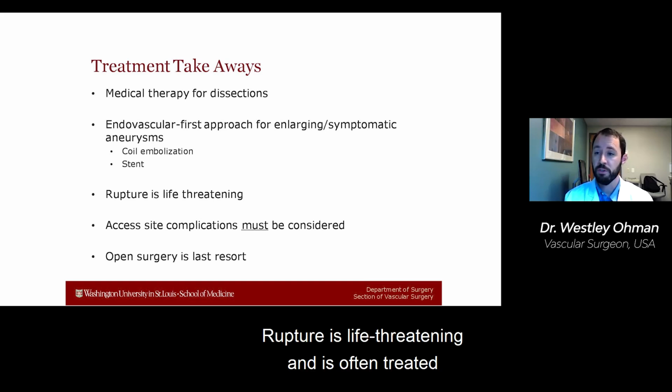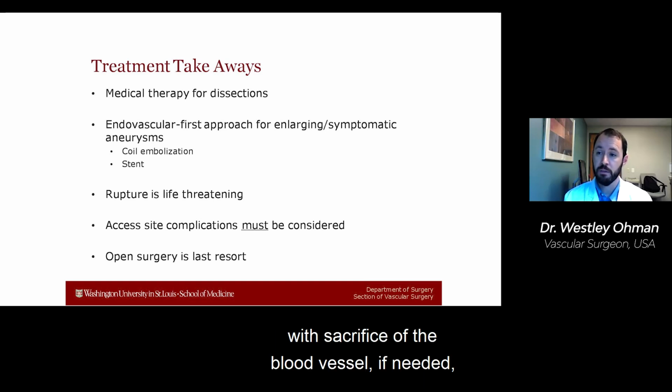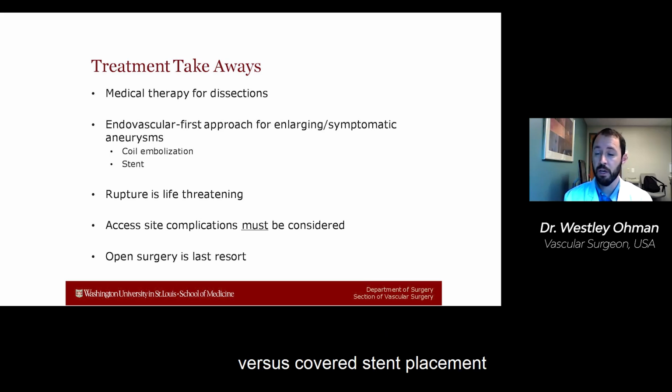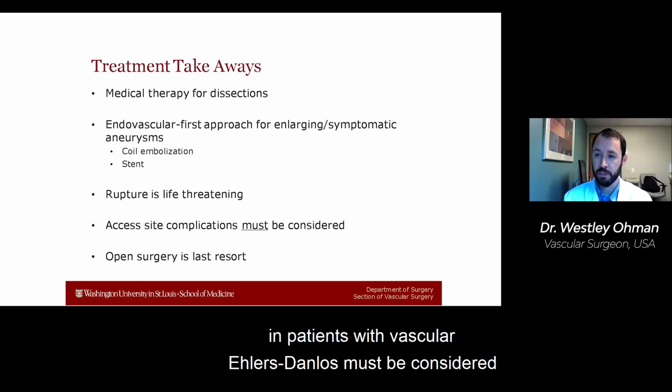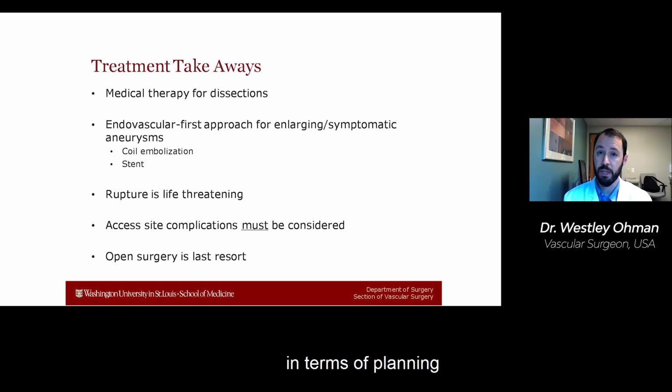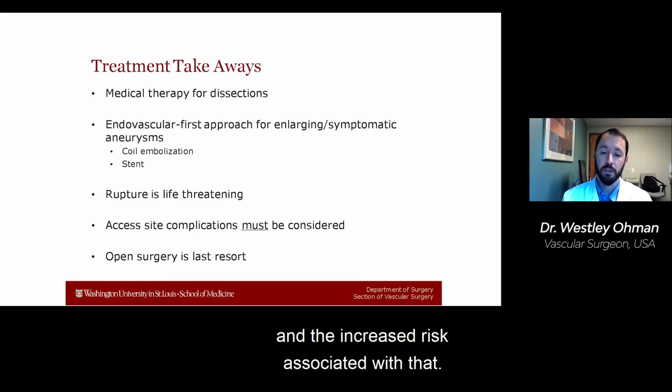endovascular treatment. Rupture is life-threatening and is often treated with sacrifice of the blood vessel if needed, versus covered stent placement and subsequent surveillance of that stent, depending upon the location, because some of these blood vessels just cannot safely be embolized unless it's truly a life-threatening emergency. Access site complications in patients with vascular Ehlers-Danlos must be considered in terms of planning how to get to the blood vessel and treatment. And then open surgery should be reserved really as an option of last resort in these patients, just given the friability of the blood vessels and the increased risk associated with that.